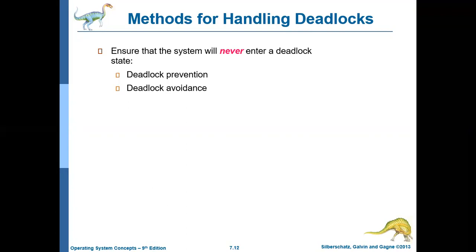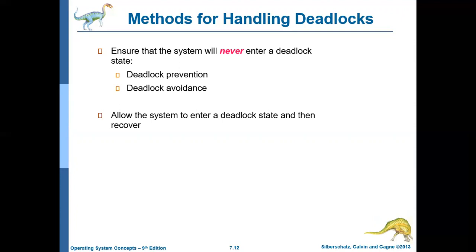Then we have deadlock recovery. It means you allow the system to enter the deadlock and then recover from that. So that is called deadlock recovery. And the third option is you pretend as if deadlock has not occurred at all and you ignore the problem itself. So these are the three ways of handling the deadlock.